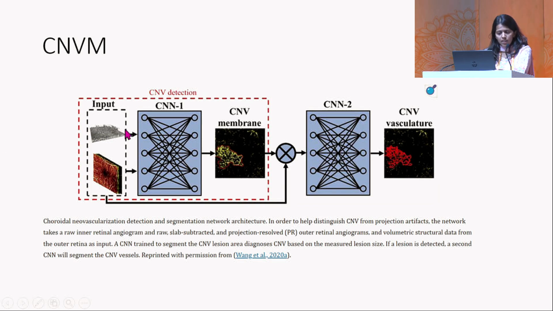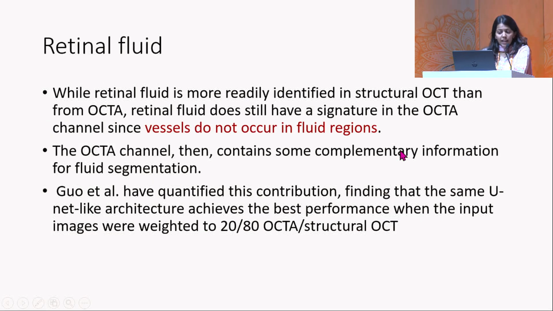So this is a deep CNVM detection using a deep learning algorithm. They take a raw inner retinal angiogram, a projection-resolved outer retinal angiogram, and volumetric structural data from the outer retina as input, and then they generate a CNVM membrane, and then further segmentation can delineate the CNVM vessels alone. Retinal fluid also is more readily identified in structural OCT scans. However, they still have a signature in the OCT angio channel since vessels do not occur in fluid regions.